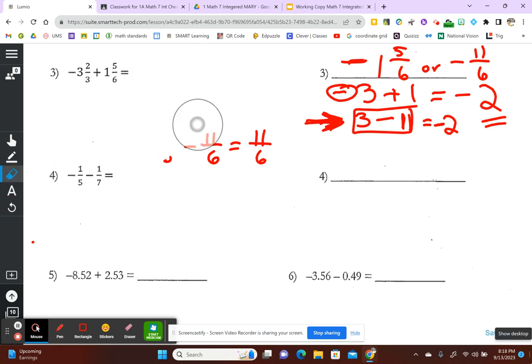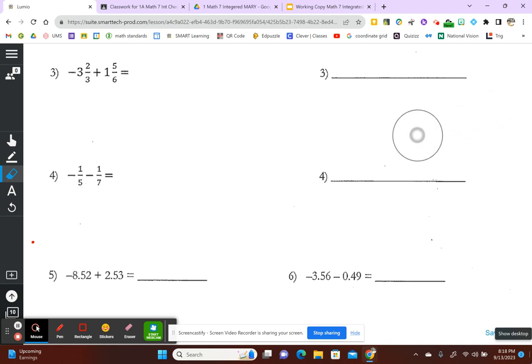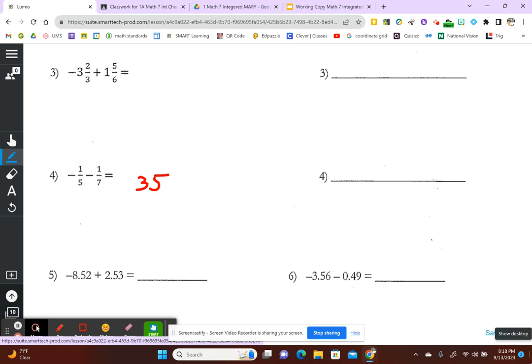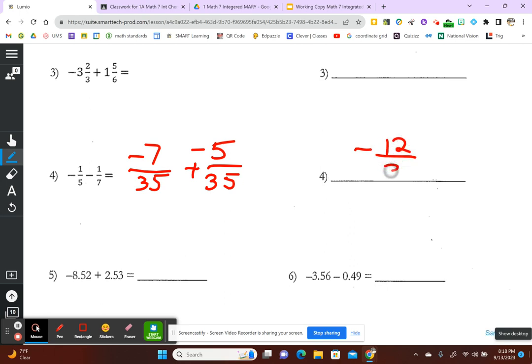Okay. So now I'm going to do this one. So for this one, I need a common denominator. I'm going to do 35. 5 goes into 35 7 times. So this is -7 35ths minus 5 35ths. I do plus a negative. So this becomes -7 plus -5, which is -12 35ths. Okay? That one was pretty simple.